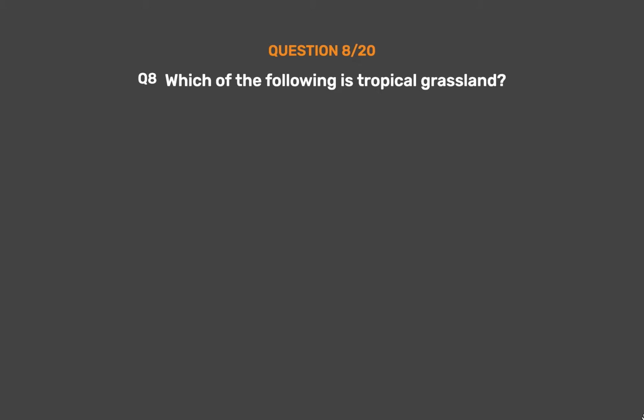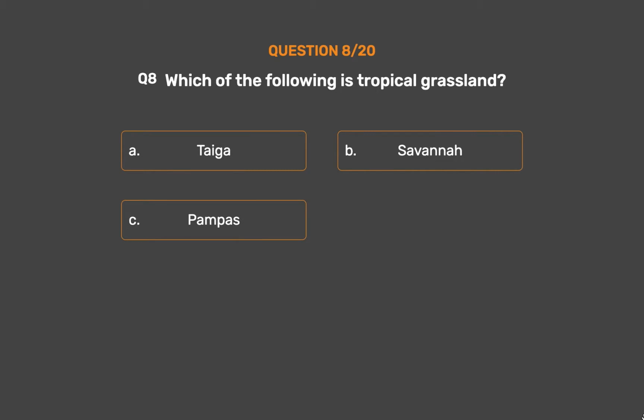Question number 8. Which of the following is tropical grassland? Option A, taiga. Option B, savanna. Option C, pampas. Option D, prairies. The correct answer is option B, savanna.